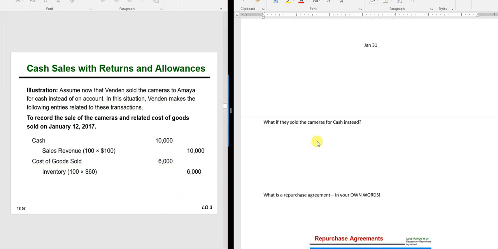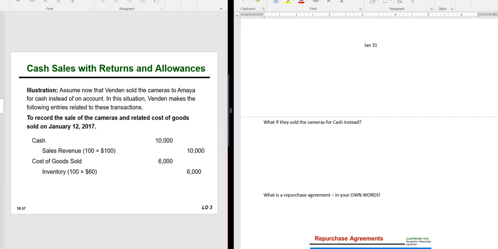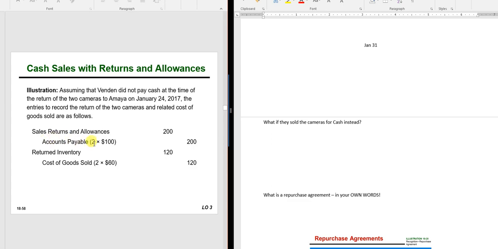What if they sold the items for cash instead? So again, hopefully you would make this journal entry for the 100. Then I would have sales returns and allowances. Let me go back. Notice we got cash. So I can't credit accounts receivable, quite frankly, assuming that Venden did not pay cash at the time of the return. So quite frankly, a lot of times you just credit cash because you'd hand them back the cash. But in this case, it says they didn't pay them cash.